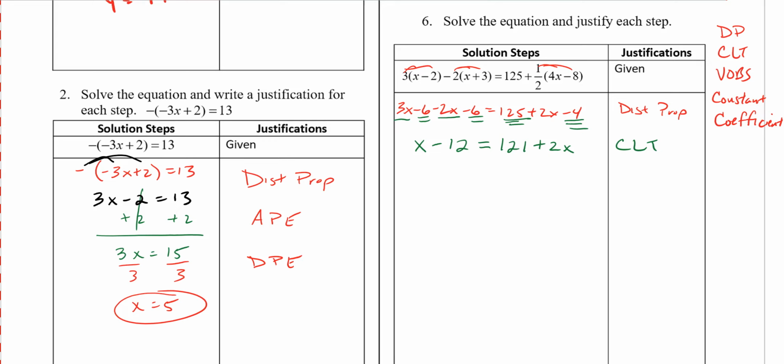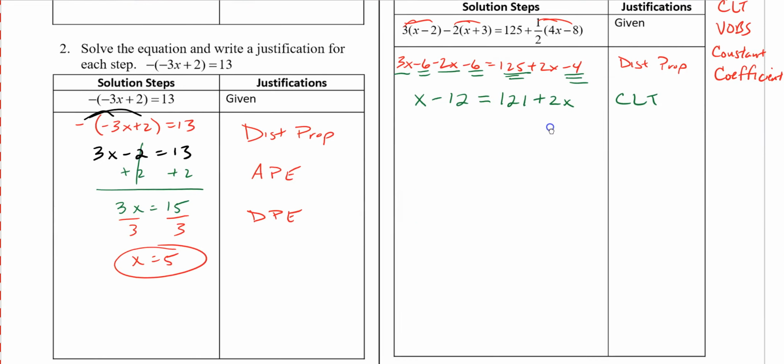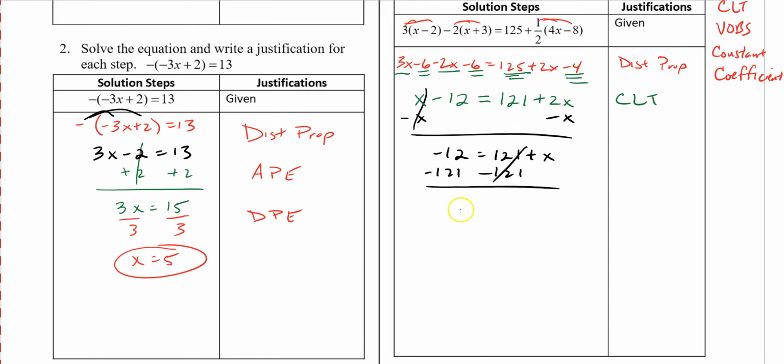Then this is just like problem number 5 at this point. So we are going to move the smaller variable. So I'm going to subtract x from both sides. Negative 12 is equal to 121 plus x. Subtract the 121 from both sides. Negative 133 is equal to x. And now that's all done. So my last two steps were variables on both sides, which was really the subtraction property of equality because I subtracted the x. Then I did the subtraction property of equality again, and then I was all done.